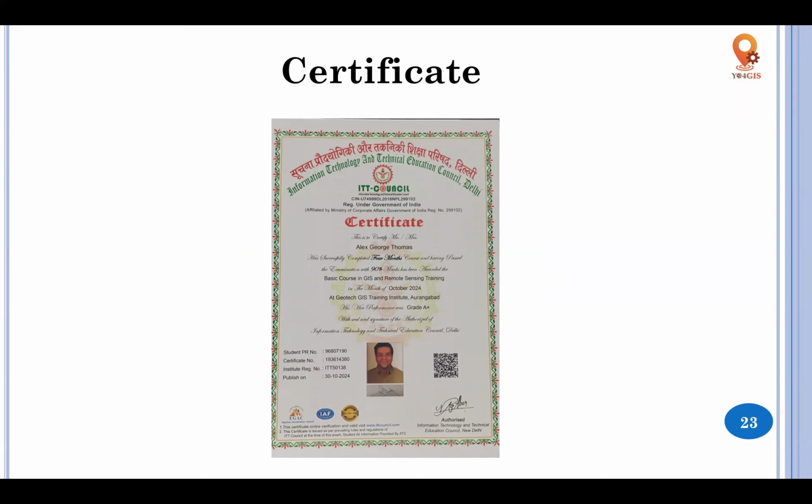Now after that, the certificate. As I told you, this is the ITT certificate. This certificate is very nice, and it will come directly to your home. I will provide you the soft copy. Hard copy will come directly to your home only.